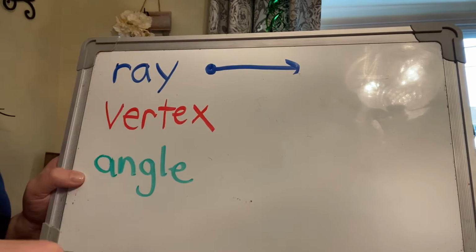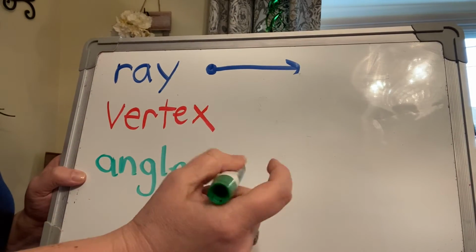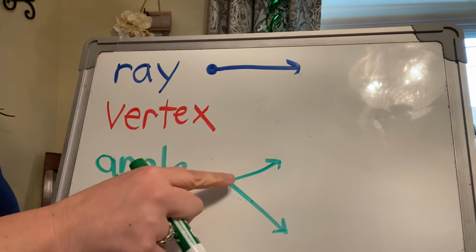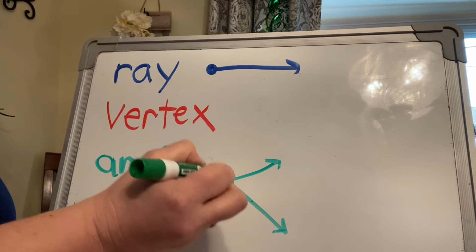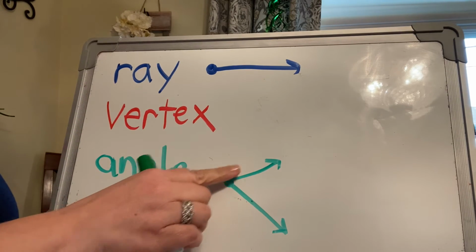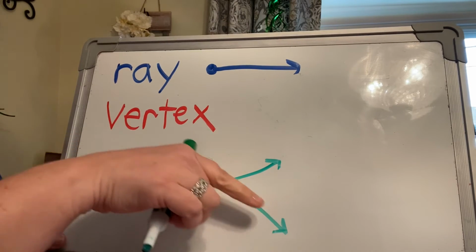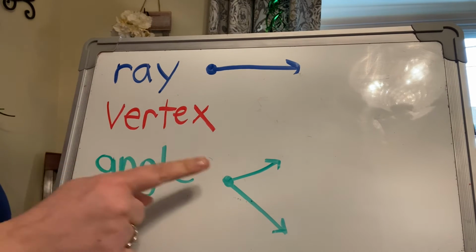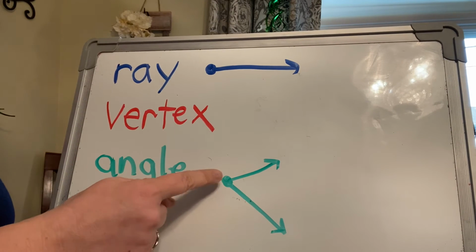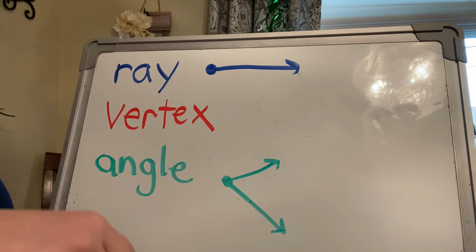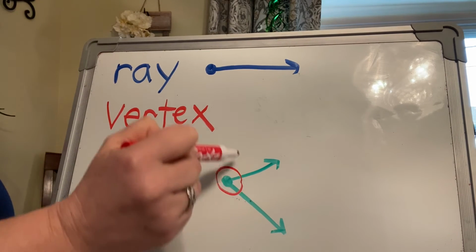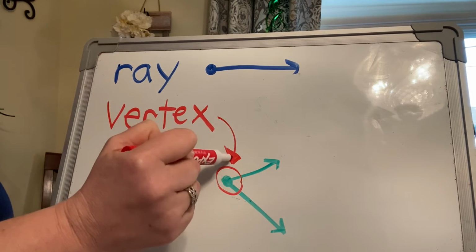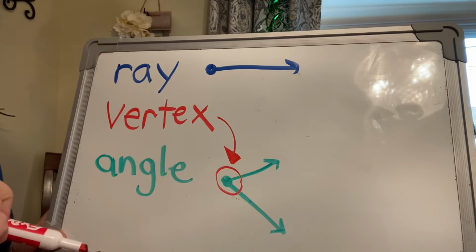Now, I'm gonna just skip down here to angle. If I put two of those rays together, I've now formed an angle. You'll see here's that endpoint. One ray is going in this direction. I have another ray going in the opposite direction, and now I've formed an angle. This point in the middle is very important. Without it, these two rays do not connect, and that is what we call the vertex. The vertex is the corner, that point in the middle that connects those two rays. Okay?